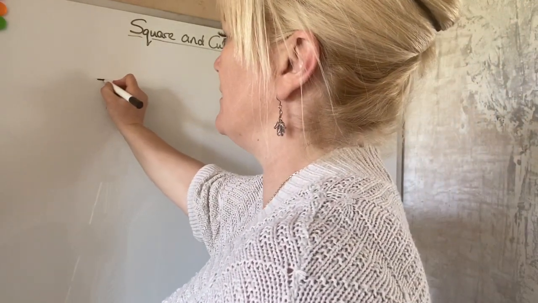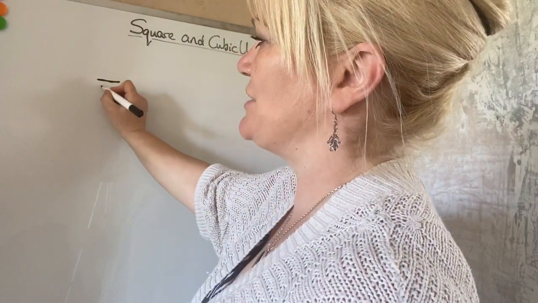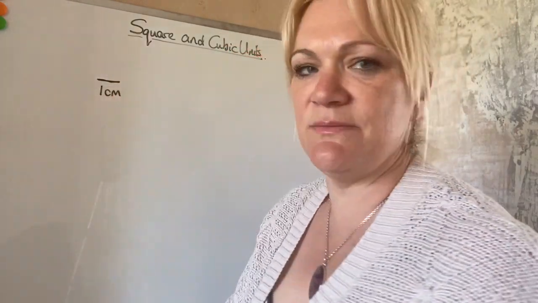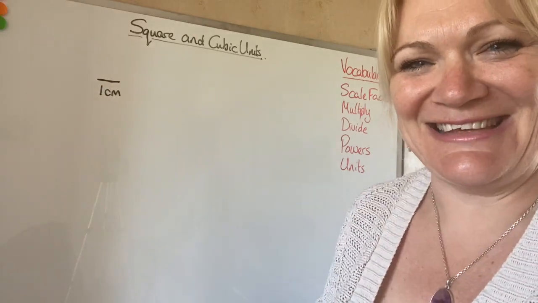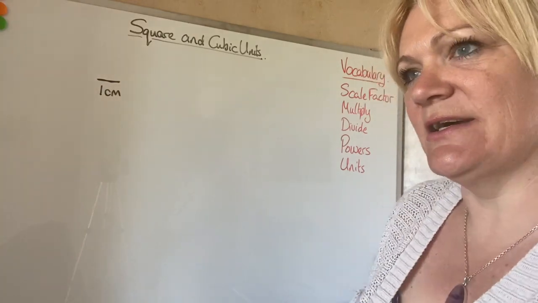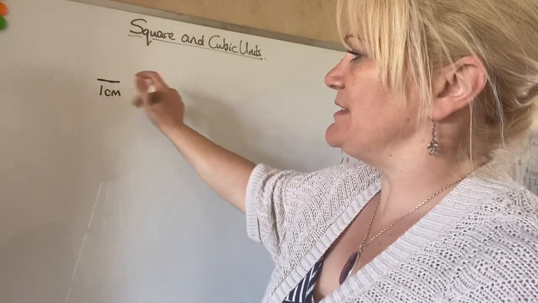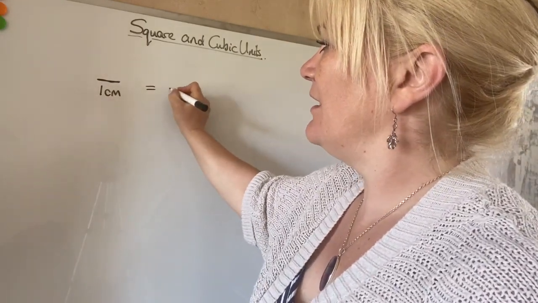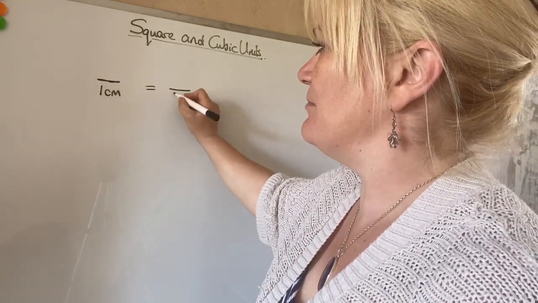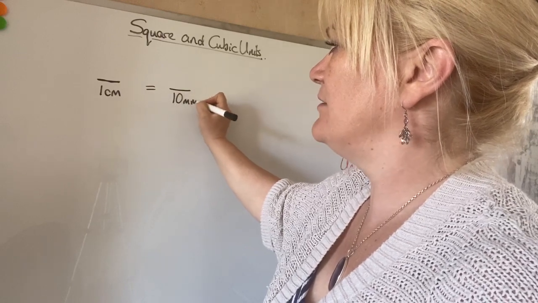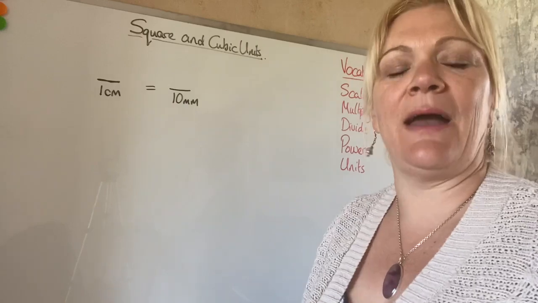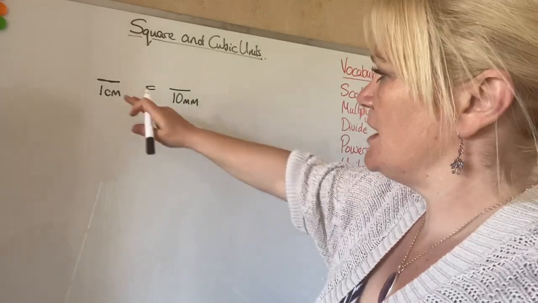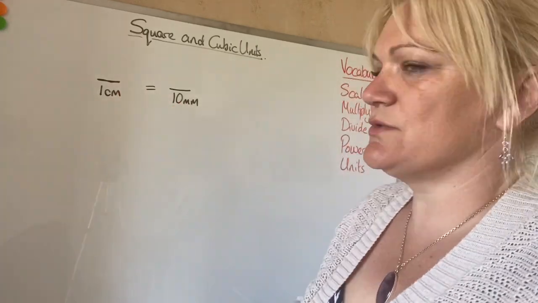If you think about, we're going to imagine that's a 1 centimetre line. Now plainly it isn't because it's bigger, but you need to be able to see it. But we're going to imagine that's a 1 centimetre line. If that's a 1 centimetre line, it's exactly the same as a 10 millimetre line, isn't it? And most of you are quite happy about that conversion. So 1 centimetre equals 10 millimetres.